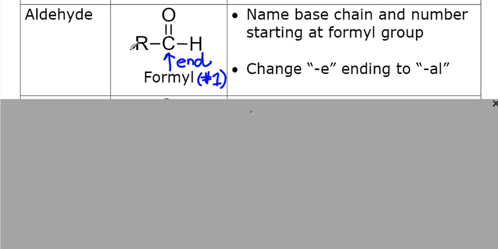This R here is just to signal it's attached to the rest of the molecule. So it could be another carbon. This could even be a hydrogen if you were dealing with a 1 carbon aldehyde. So this functional group is called formyl. When you're naming your longest chain, like we said, the formyl group carbon, this one here, has to be number 1. So your base chain name and number starts at the formyl group, which is this one here. The ending also changes in this case. Instead of A-N-E, drop the E and put A-L on the end for aldehyde, al.